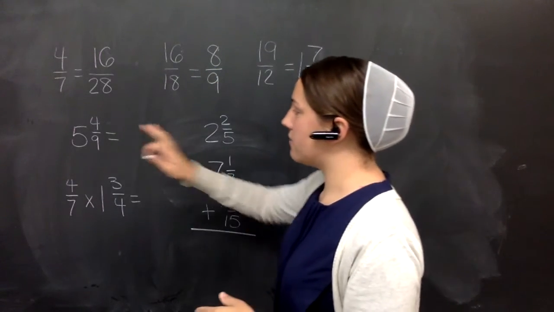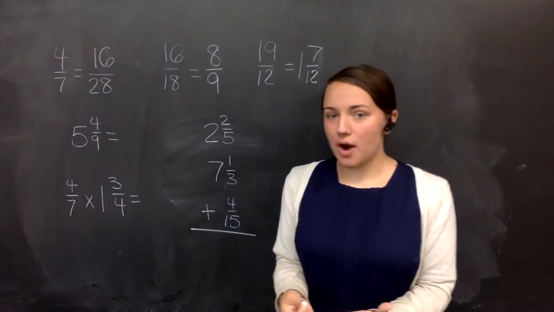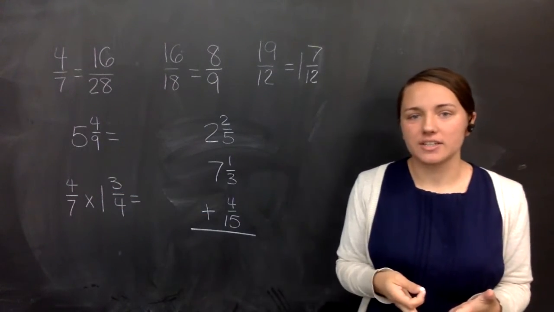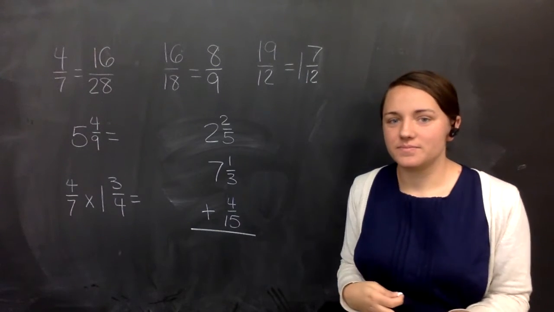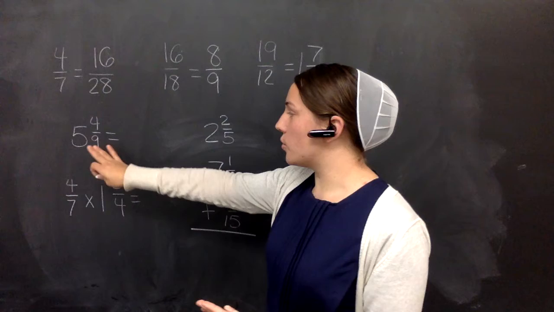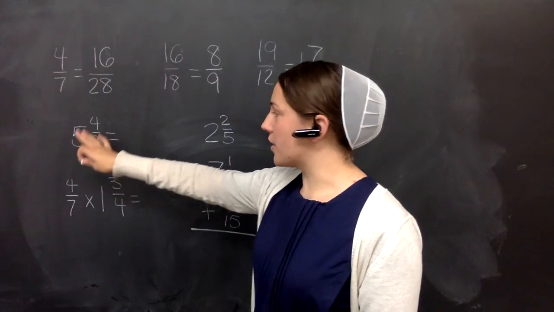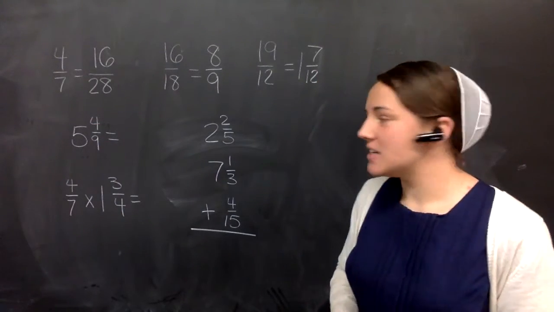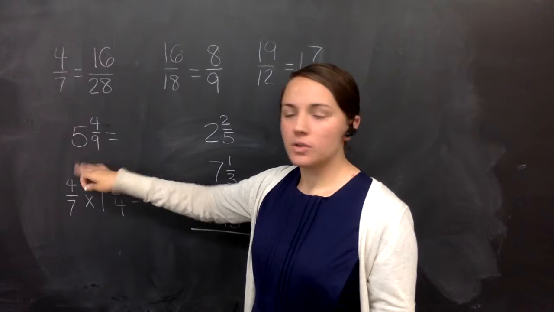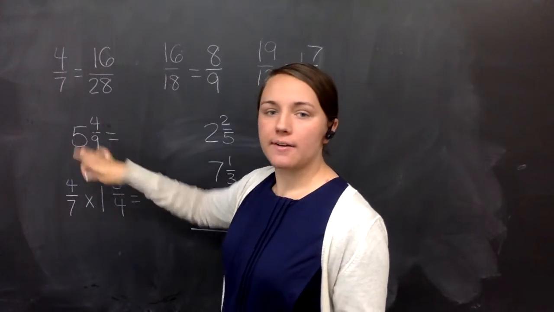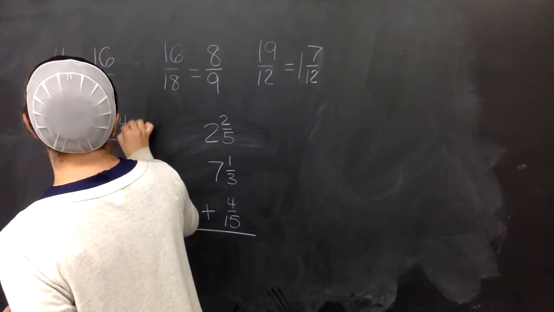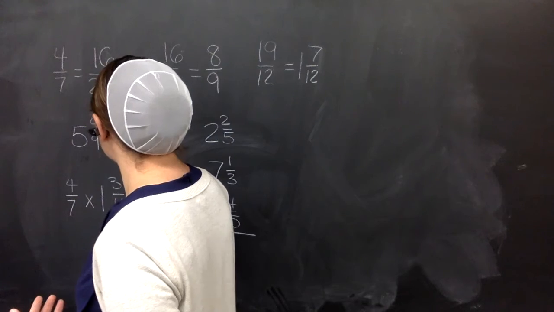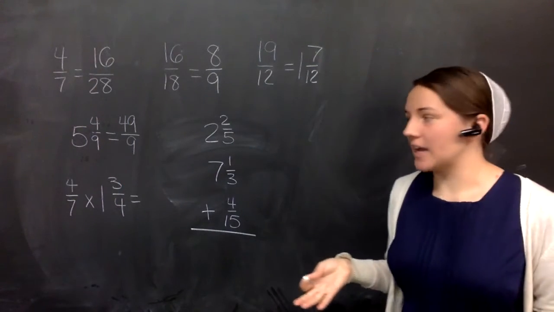Now I have a mixed number, 5 and 4/9, and I would like you to change it to an improper fraction. So how can we do that? How can we change a mixed number to an improper fraction? Go ahead and tell me. What we're going to do is go our denominator multiplied by our whole number and add the numerator and put that over the denominator. So 9 times 5 equals what? 45, plus our numerator 4 is 49. And our denominator stays the same, which is 9. So the improper fraction for 5 and 4/9 is 49 over 9.